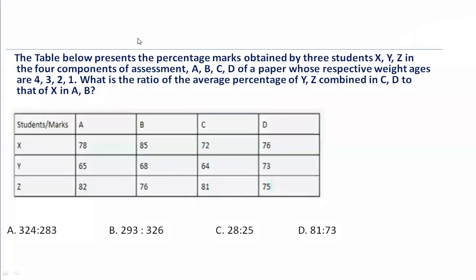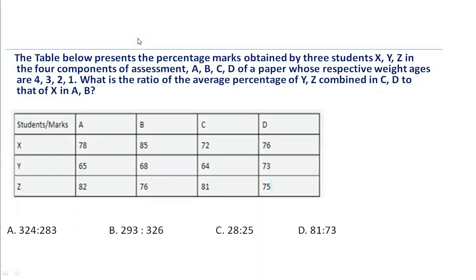The table below presents the percentage of marks obtained by 3 students X, Y, Z in 4 components of assessment A, B, C, D of a paper whose respective weightages are 4, 3, 2, 1. So what is the ratio of the average percentage of Y and Z combined in C and D to that of X in A and B?